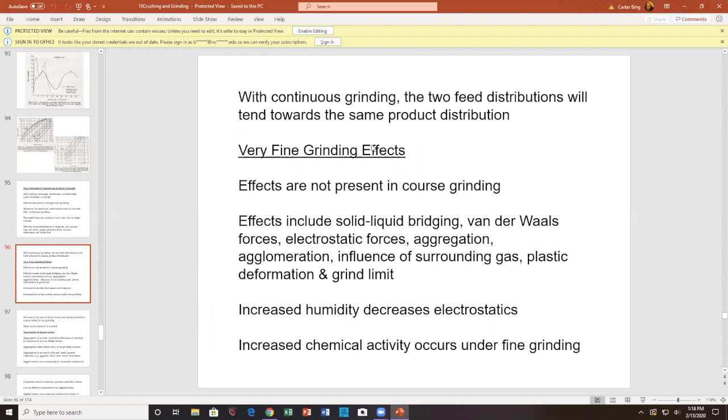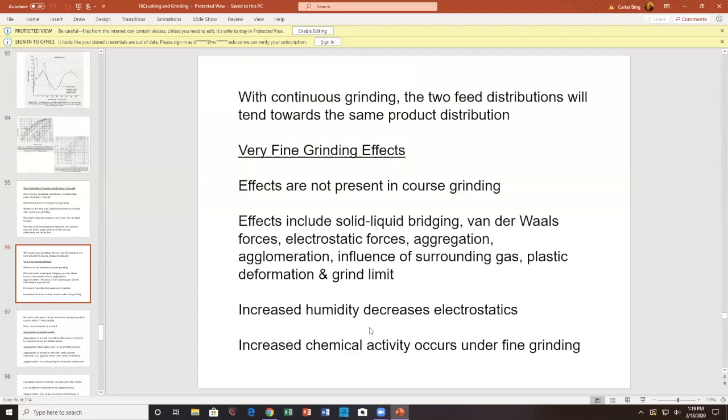Now, very fine grinding effects are not present in coarse grinding. So you change particle size, you change the nature of the feed, you've gone into the Stokes' drag regime, and so you potentially have solid liquid bridging, you go into van der Waals forces, electrostatics, aggregation, agglomeration, influence of surrounding gases. So all kinds of things. You run into the grind limit, you run into plastic deformation.